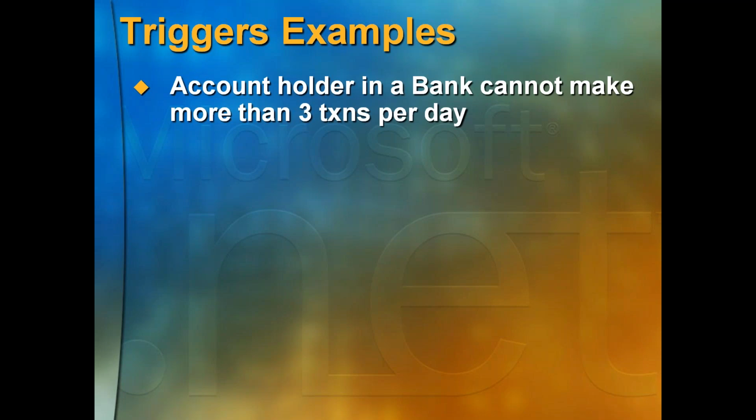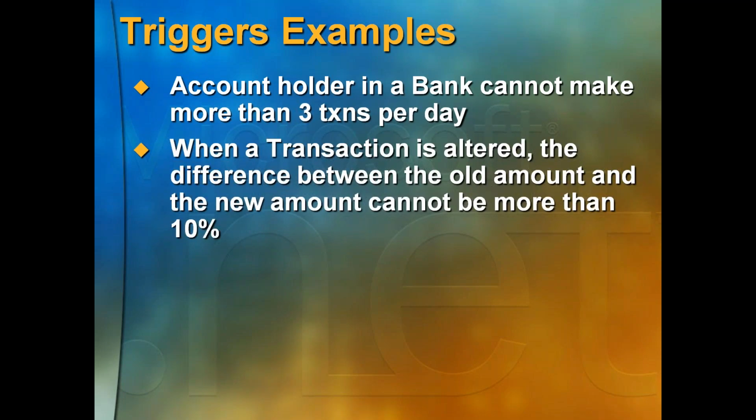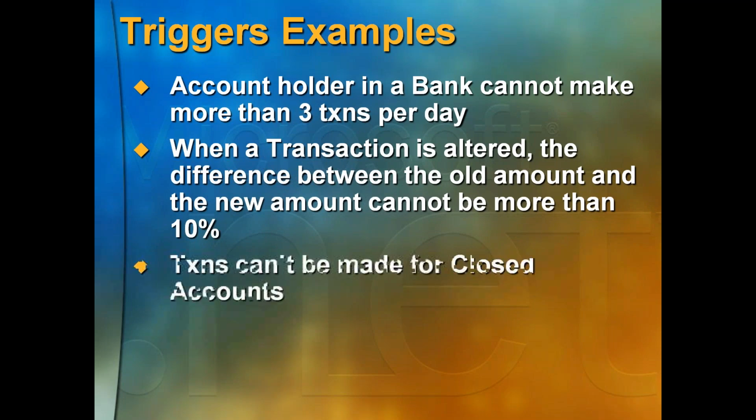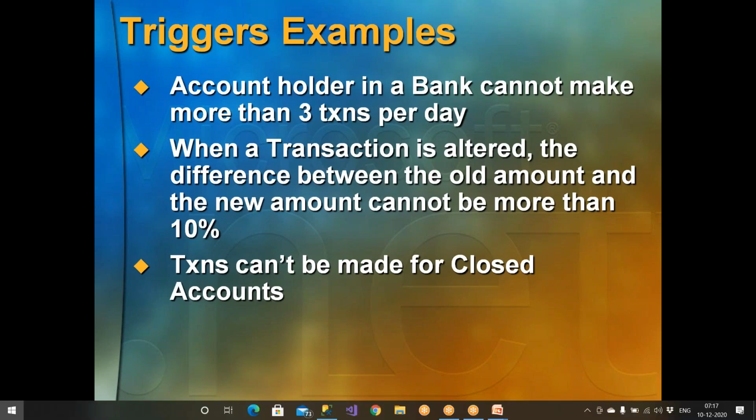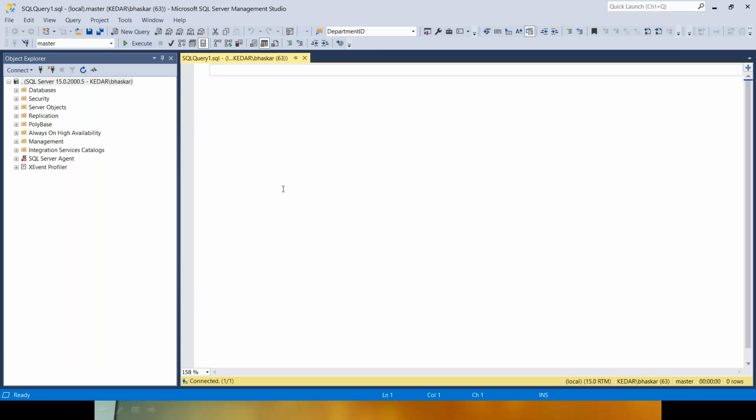So how do you do that? You need to write a trigger there. Now, when a transaction is altered, the difference between the old amount and the new amount cannot be more than 10%. So these are complex requirements. A transaction can't be made for closed accounts. And we know that we have a table, right? So use iBank.